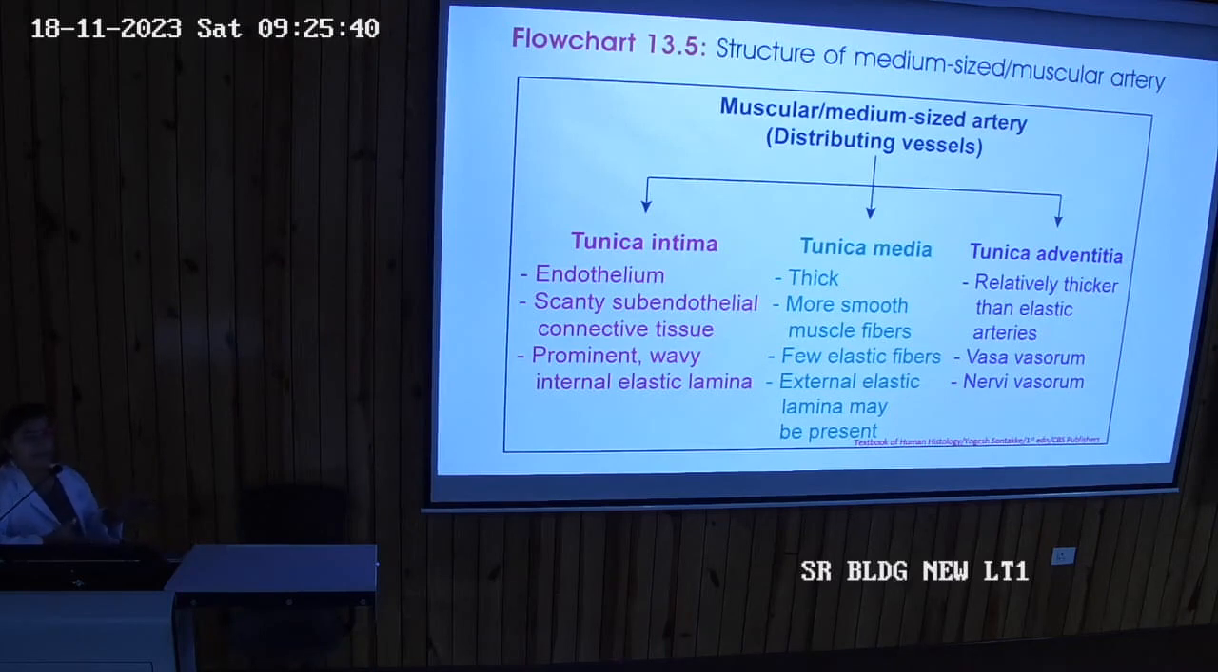Why not skeletal muscle fibers? Skeletal could also have been possible, but here it is smooth. Are there voluntary fibers in arteries? They are involuntary, so they will be smooth muscle fibers. So smooth muscles are present in the tunica media and the external elastic lamina will be there. Then you have the tunica adventitia. Now the tunica adventitia is thicker than in the elastic arteries. In elastic arteries it was very little; here it is a bit thicker.